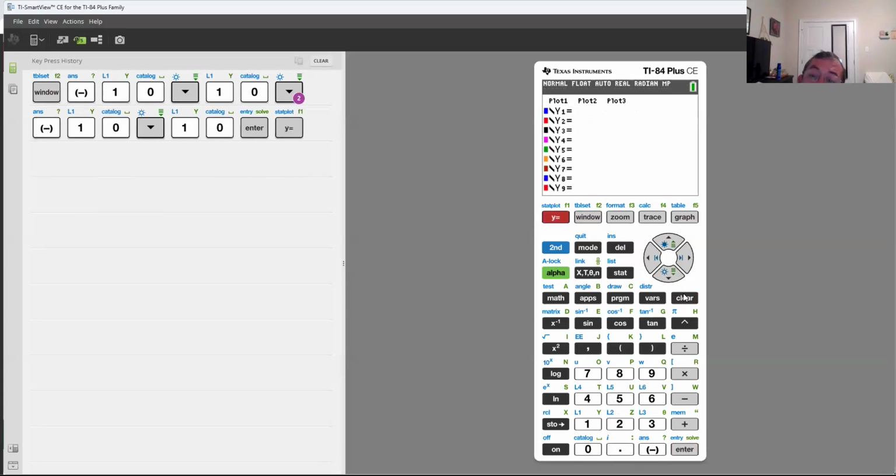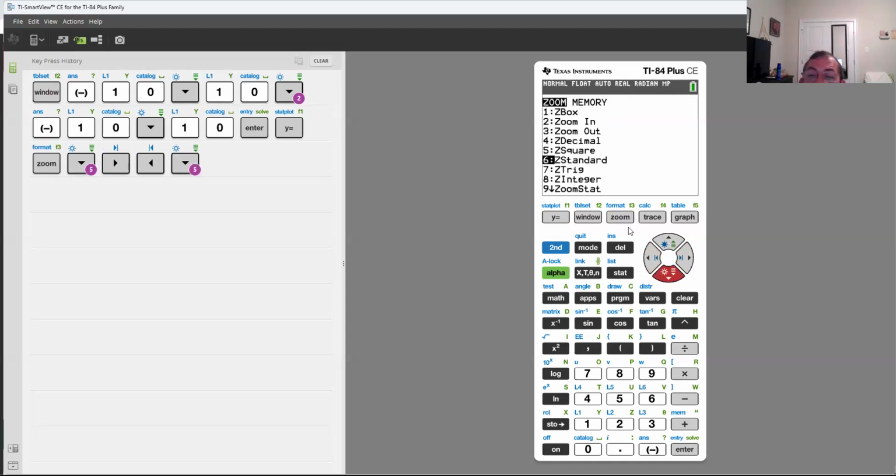Now, y'all, there's a quick way you can make it reset. If you hit this zoom button and you go down to number 6 where it says standard, right here, if you hit enter on that, it puts it back at a 10 by 10 graph, okay?